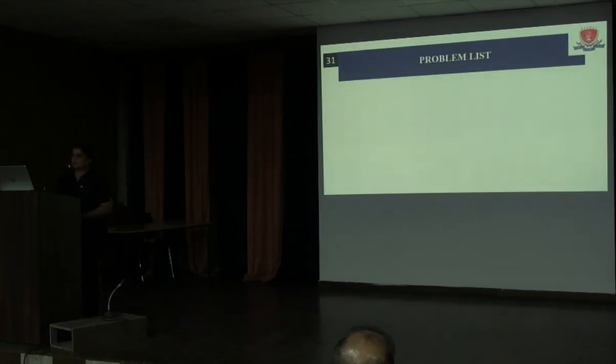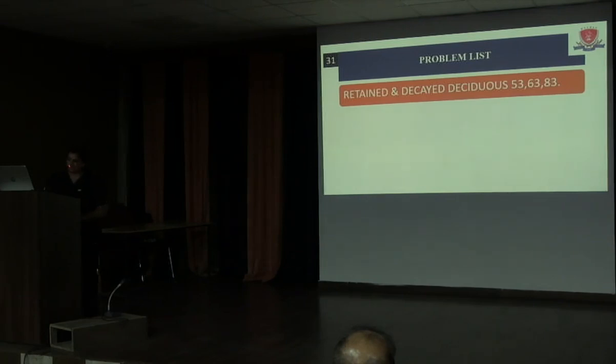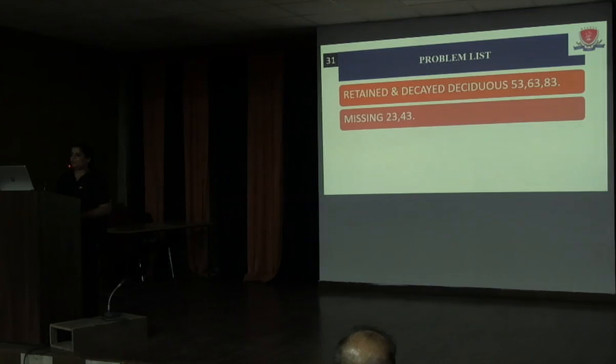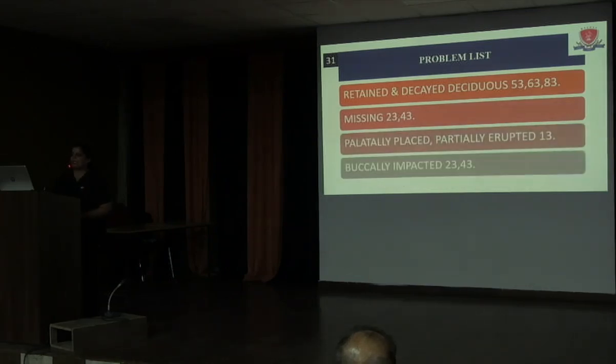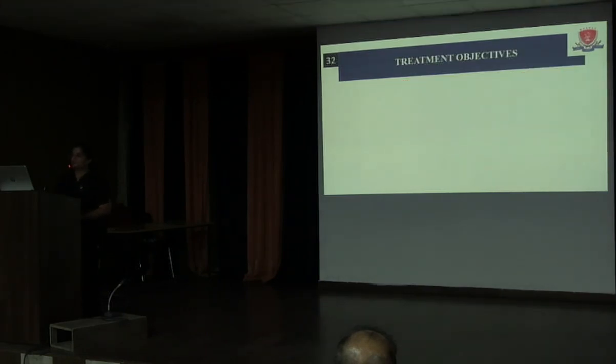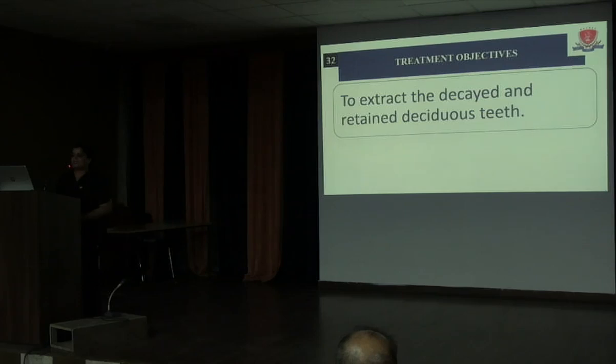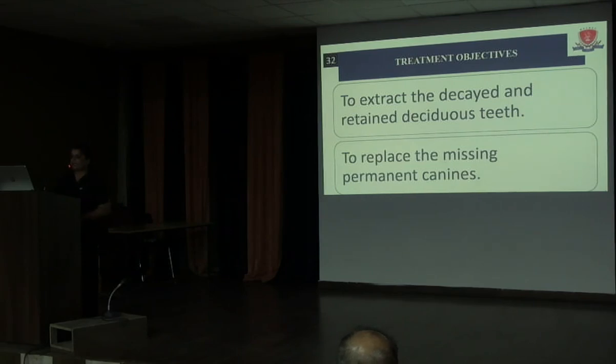Now the problem list is: firstly, the retained and decayed deciduous 5, 3, 6, 3, 8, 3, missing 2, 3, 4, 3, palatally placed or partially erupted 1, 3, and buccally impacted 2, 3 and 4, 3. Treatment objectives: the first is to extract the decayed and retained deciduous teeth. Second is to replace the missing permanent canines.